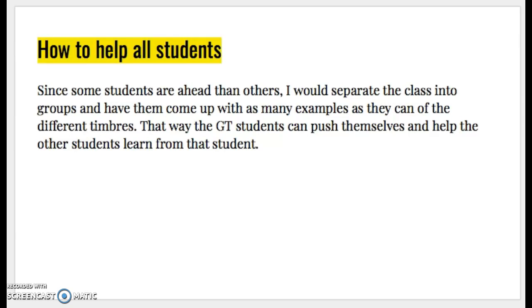Since some students would be more ahead than others, I would separate the class into groups and have them come up with as many examples as they can of the different timbres. That way the GT students can push themselves more and the other students can learn from that student.